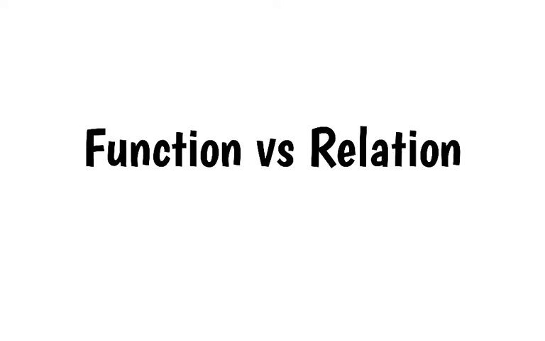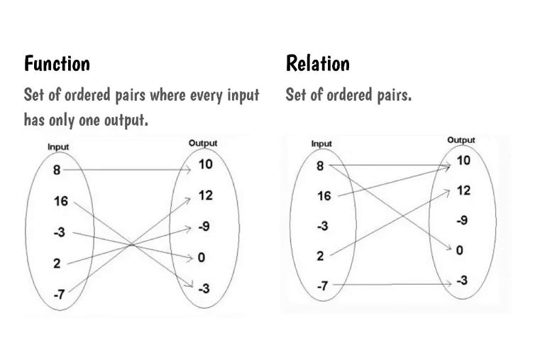The focus of this video is about a function versus a relation. So you've just gone through a function machine and the function notation. Now let's talk about how not everything is a function. That's the important message here. A function is a set of ordered pairs where every input has only one output, whereas a relation is just a set of ordered pairs.